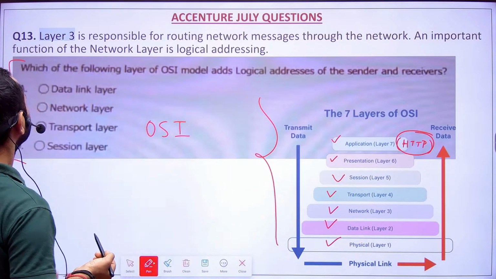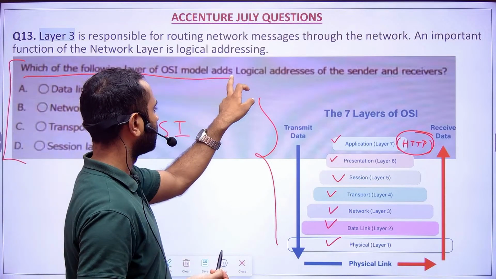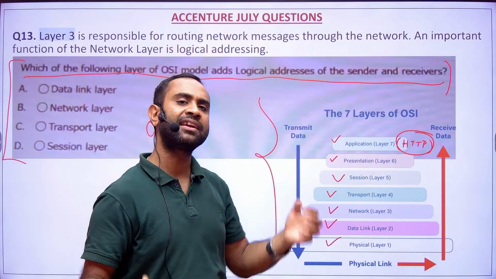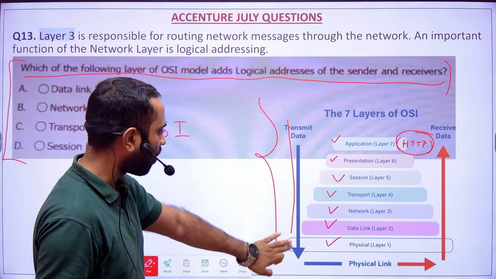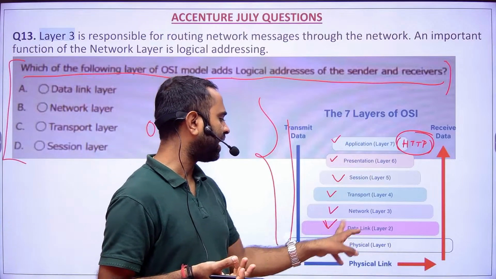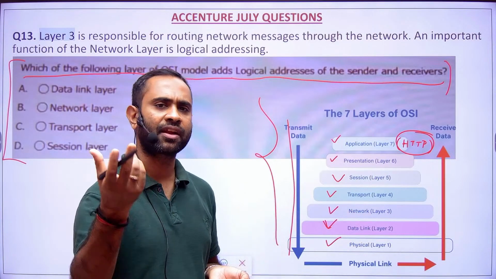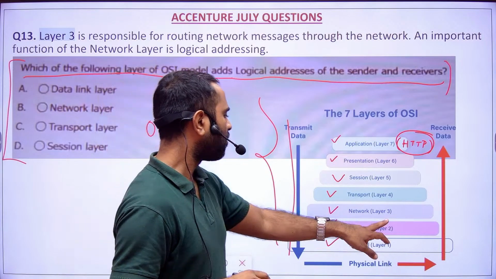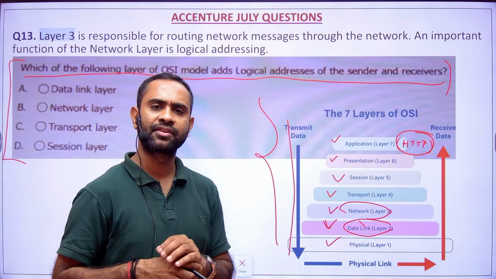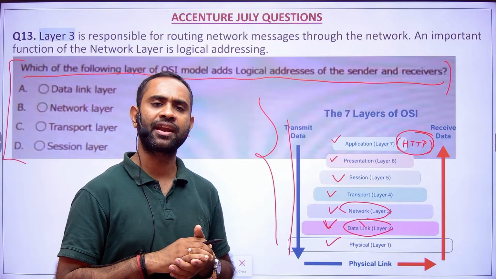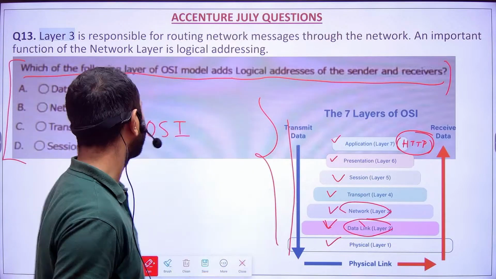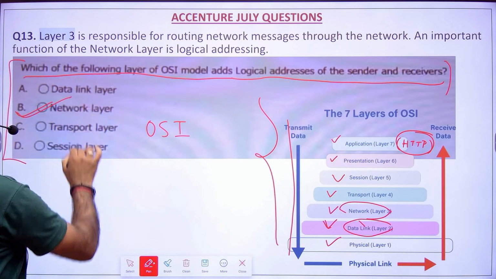Now, which of the following layers of OSI model adds the logical address of the sender and receiver? Friends, there are 7 layers and every layer has different work. Data link layer does error controlling and assigns the MAC address. The network layer adds the logical address for the sender and receiver packets. So the answer is none other than the network layer.